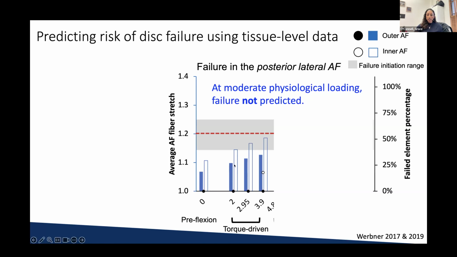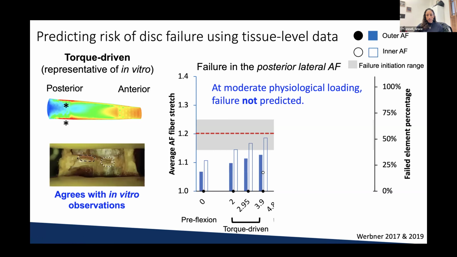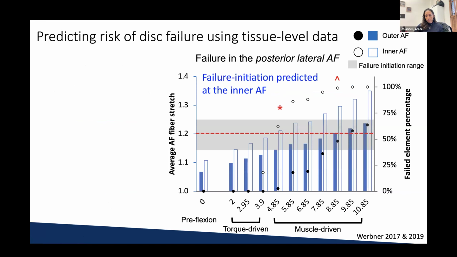But as we apply flexion, going from left to right here, we see that the fiber stretch starts to increase, and some of the fibers start to get into this gray zone, which is the predicted failure area. Within the torque-driven flexion simulation, which is representative of how researchers apply flexion in the laboratory, we see failure that might be predicted at the bone disc interface, which is not where we really see failure occurring for herniated discs, but it does match very nicely with what we've observed or what others have observed in the literature.